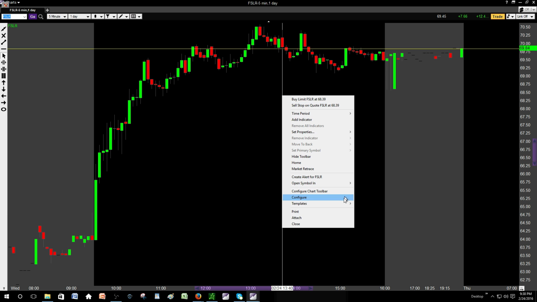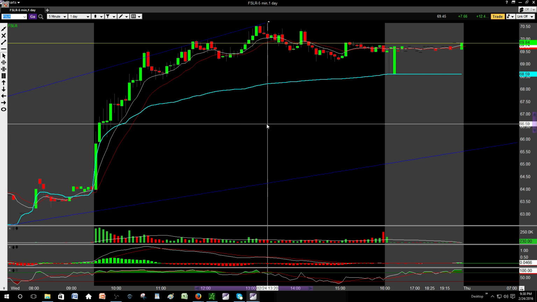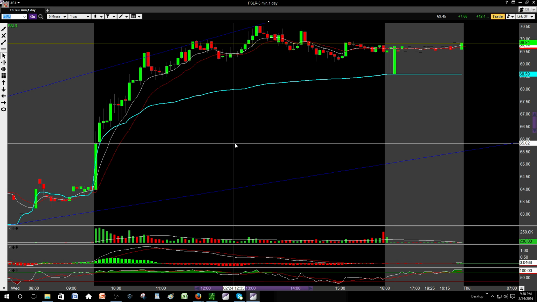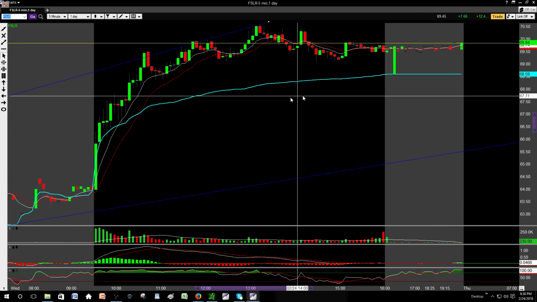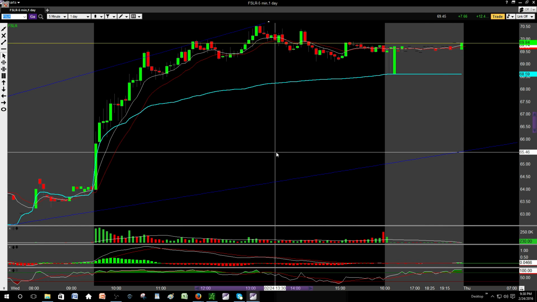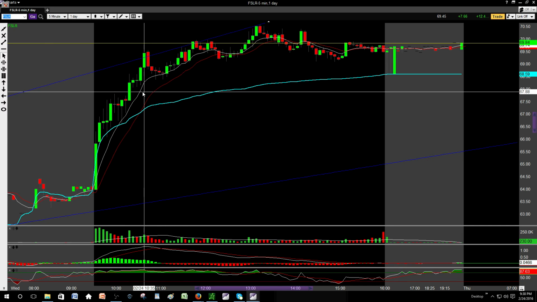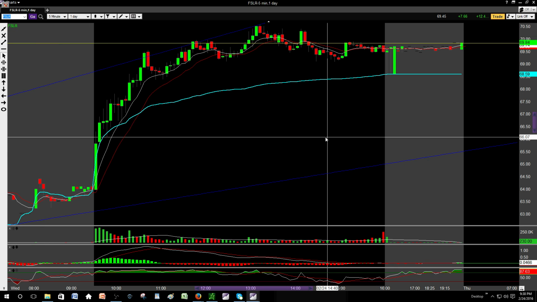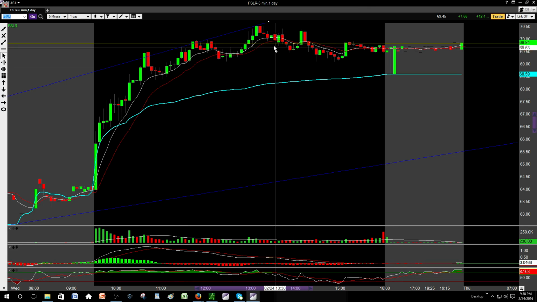Here's what I use. That's it. Basically, I have a lot of other stuff, but that's basically what you see there: stochastics, MACD, volume, VWAP, 8 EMA, 13 EMA, auto trend lines, and a ton of horizontal lines.